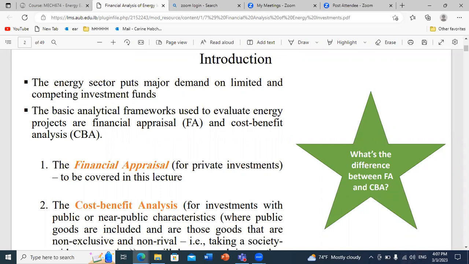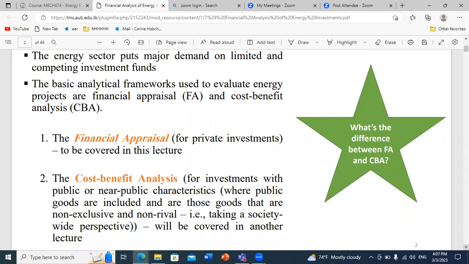The cost benefit analysis is mainly, as we discussed, an analysis for which goods are non-exclusive or non-rival, so that they will take into consideration the society as perspective. Okay, so we should always differentiate between a project implemented on society level or on a private level, and we'll discuss what is the difference and what are the factors to include in financial appraisal, and what are the factors to include in cost benefit analysis.